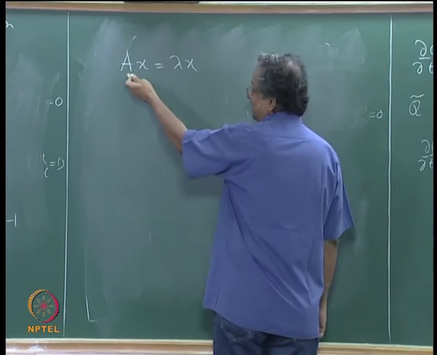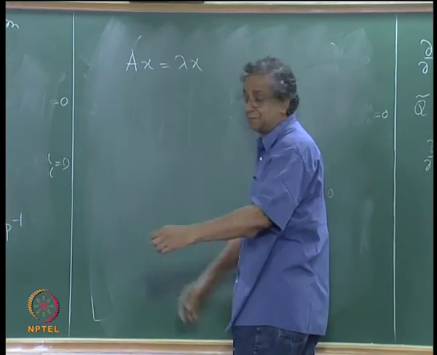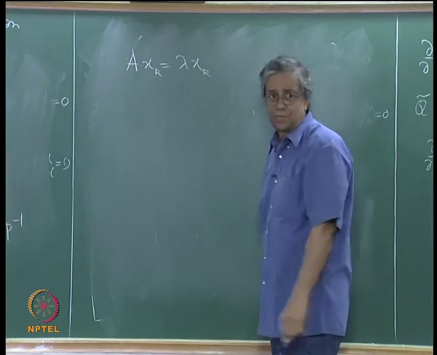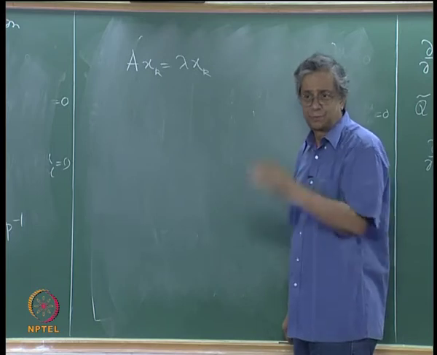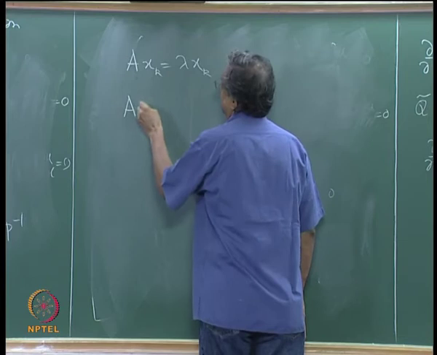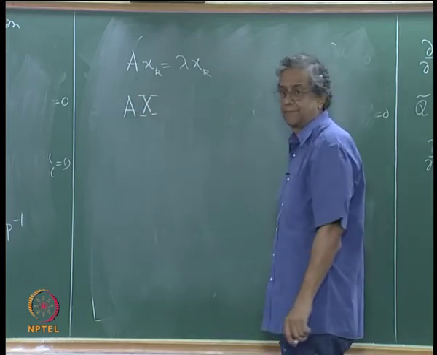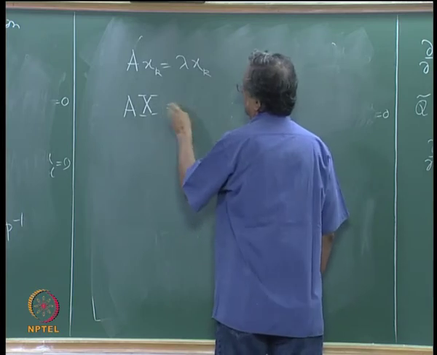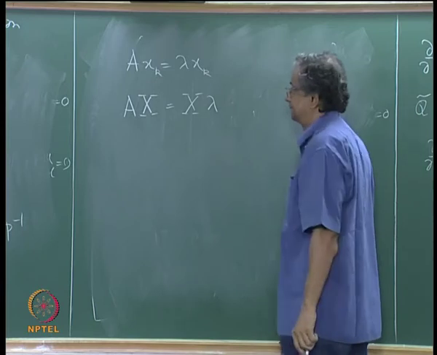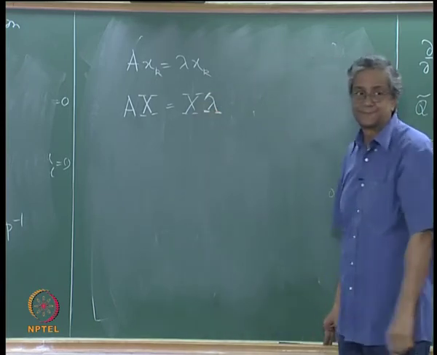So if this is a 3 by 3 system and you have a full set of eigenvectors, then you have 3 of these, k equals 1, k equals 2, k equals 3. I can put those in a column matrix, so I get A X, where X corresponds to that column matrix, equals X lambda. This is a matrix, and lambda is a diagonal matrix.